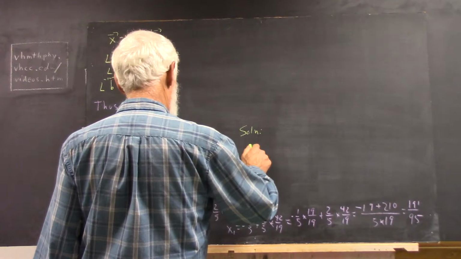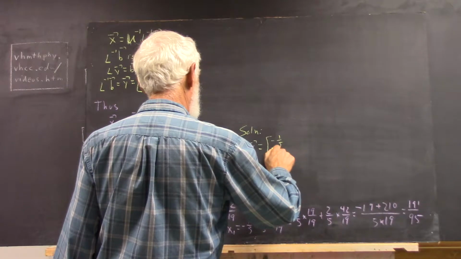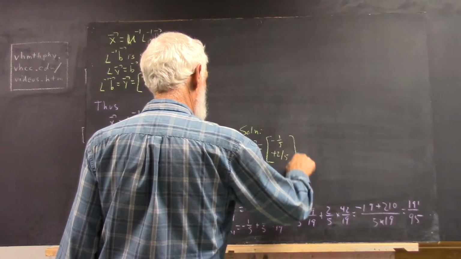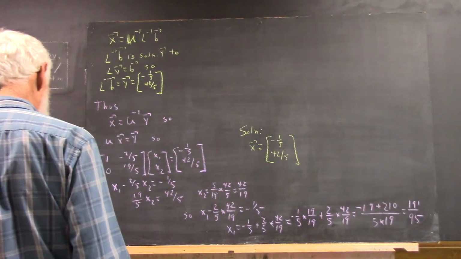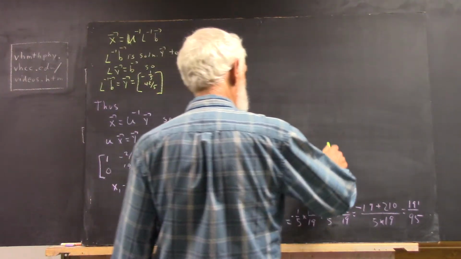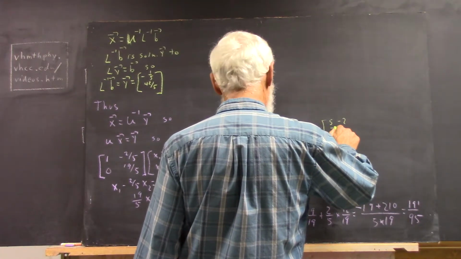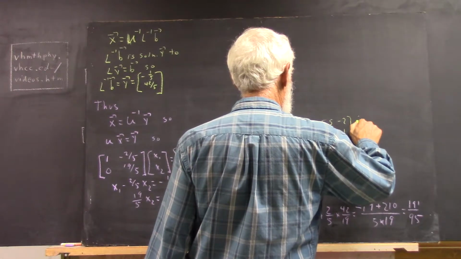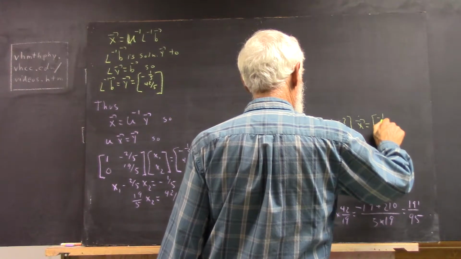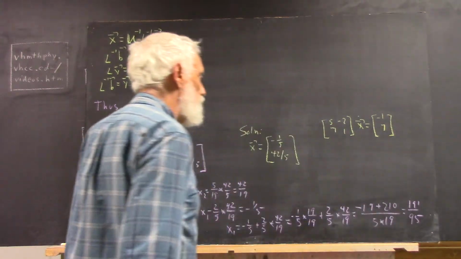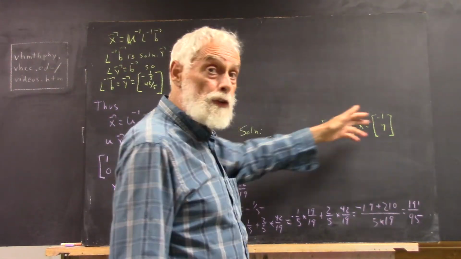is x equals negative 1/5, 42/5, and you can check to see whether that solves the equation. Our A matrix is 5, negative 2, 7, 1 times x equals the B matrix column, which is negative 1, 7. Okay. If we plug this in for x and do the matrix multiplication, this should work out.